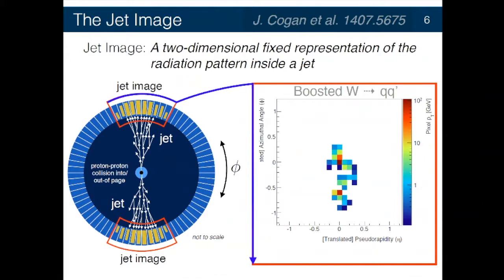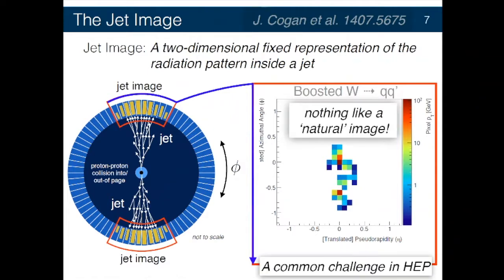The first thing you'll note about this image, this is a boosted W boson decaying into two quarks, is that it looks nothing like a natural image. So unlike a cat or a dog or a solar eclipse that has some nice smooth features, there are no smooth features here, right? There are no edges or eyeballs or things like that.